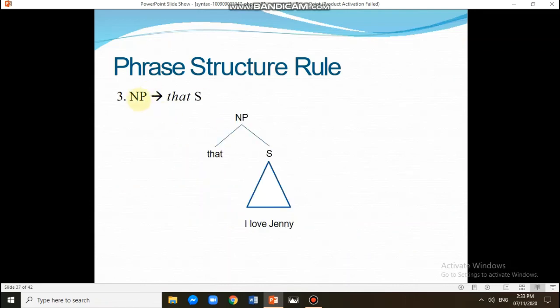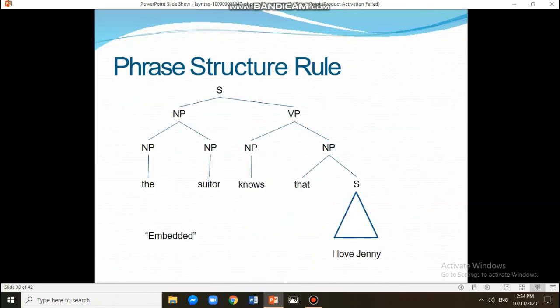Next. So a noun phrase consists of the word that and another sentence. Example, kani nga sentence, that I love Jenny. So noun phrase is kani siya nga structure, that, then I love Jenny is another sentence. So kung another sentence na gani ang mo form, we create a triangle and ibutang ang words sa ubos, I love Jenny. Okay.